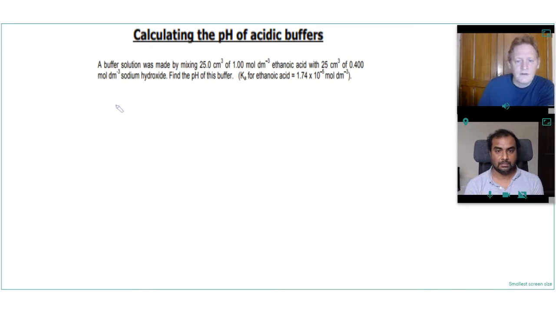So if we have a look at that reaction, we have ethanoic acid reacting with our strong base, sodium hydroxide, to give our conjugate base, or salt, sodium ethanoate, and water.